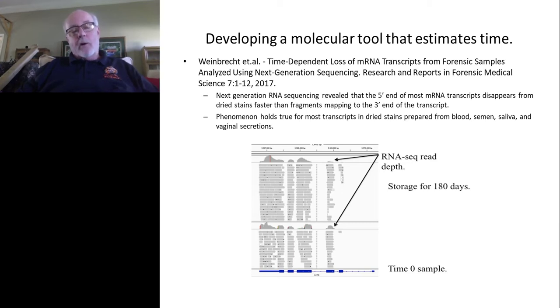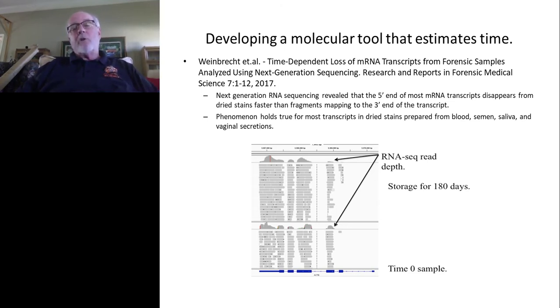So the higher the peaks in the histogram, the deeper, the larger the number of reads. And you can see at time 0, you have about the same peak heights, if you will, from the 5' end of the message, which is on the right side of the rightmost series of peaks in the histogram, versus the 3' end, which is the leftmost. And after 180 days, clearly the 5' end has decreased.